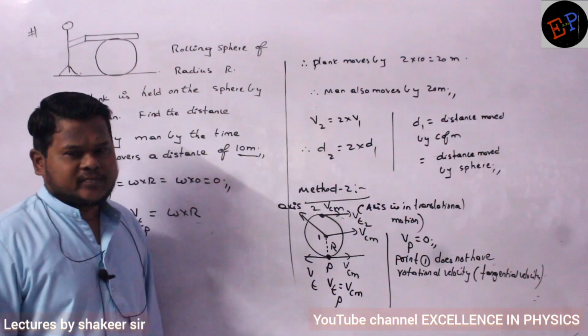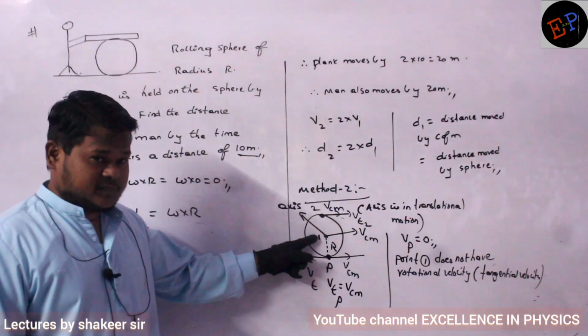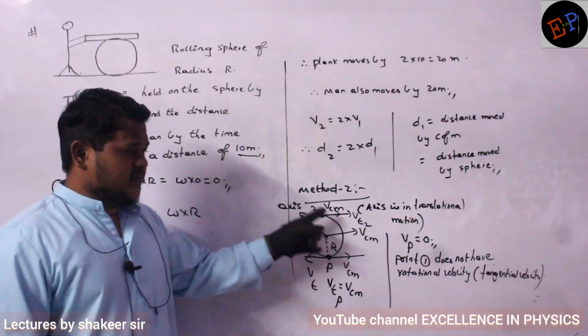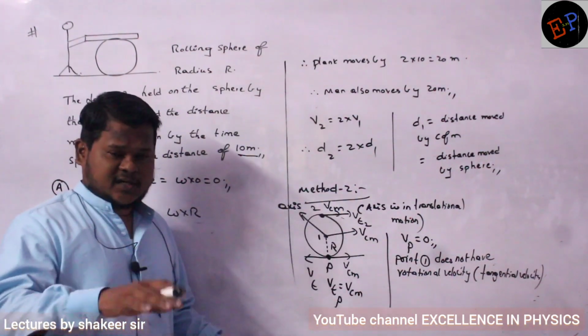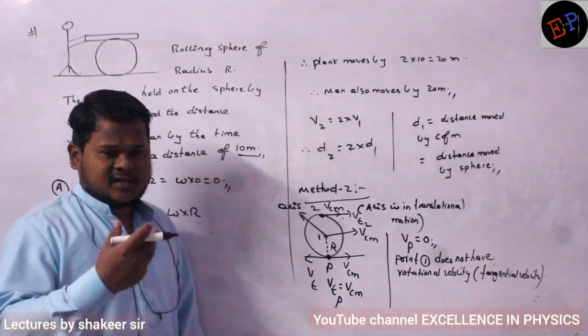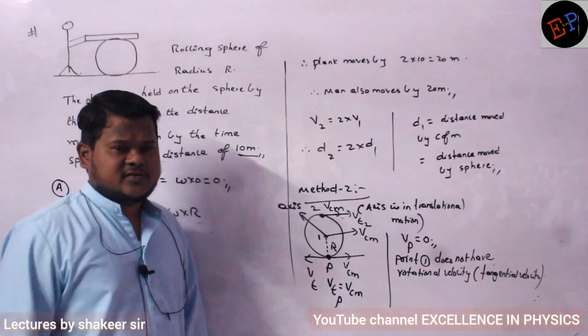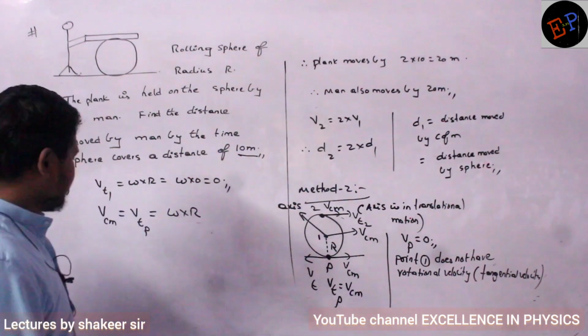Are you able to understand? Two velocities will be there, because now this is the axis of rotation. Are you able to understand? So every point will have two velocities: tangential velocity and translational velocity. Tangential velocity means velocity because of rotation. Translational velocity means velocity because of movement in a straight line. Okay? So write down.